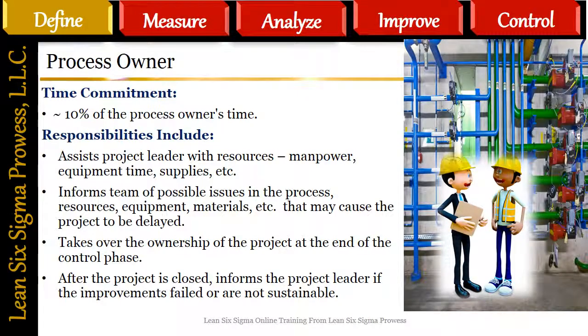Process owner. Time commitment. A Lean Six Sigma project takes up about 10% of the process owner's time. Responsibilities include: assists project leader with resources, manpower, equipment, time, supplies, etc. Informs team of possible issues in the process, resources, equipment, materials, etc. that may cause the project to be delayed. Takes over the ownership of the project at the end of the control phase. After the project is closed, informs the project leader if the improvements failed or are not sustainable.